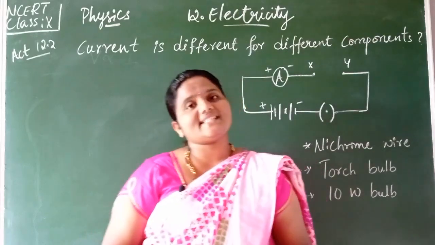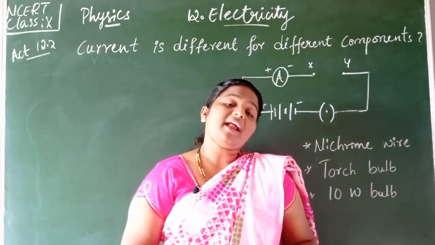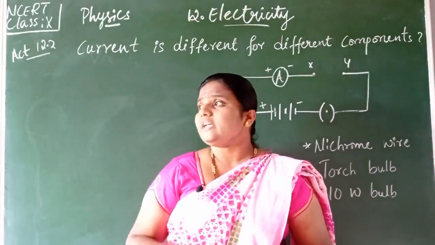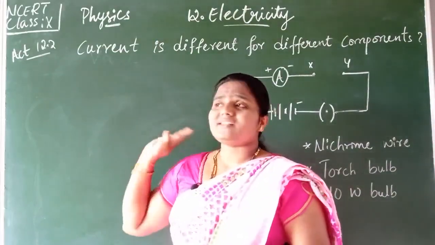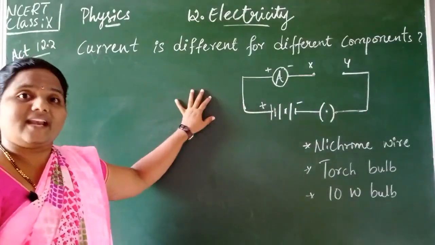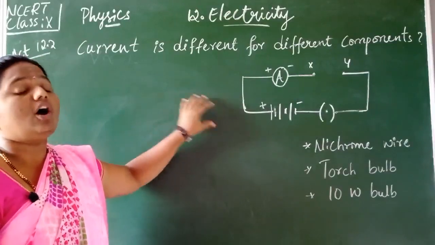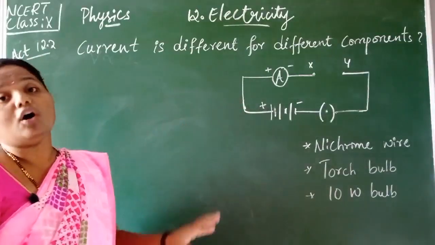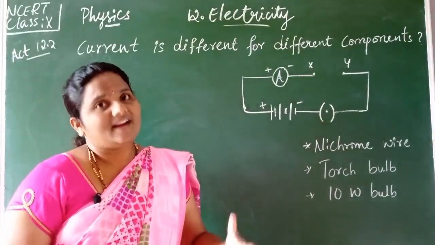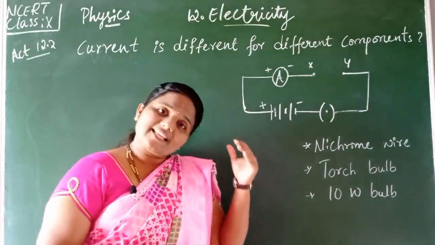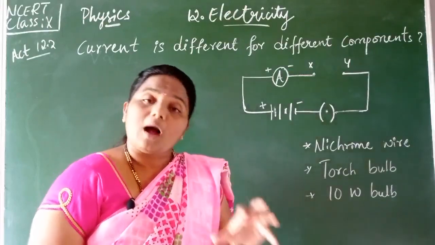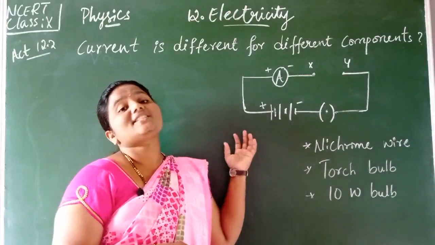Children, so far we discussed Ohm's law and how it depends on certain factors. With that previous knowledge, in today's class we are going to study whether the flow of current is the same for different components or different. It means whether all different conductor materials offer the same flow of current through them, or whether certain components will oppose it. That we are going to study under this topic, children.